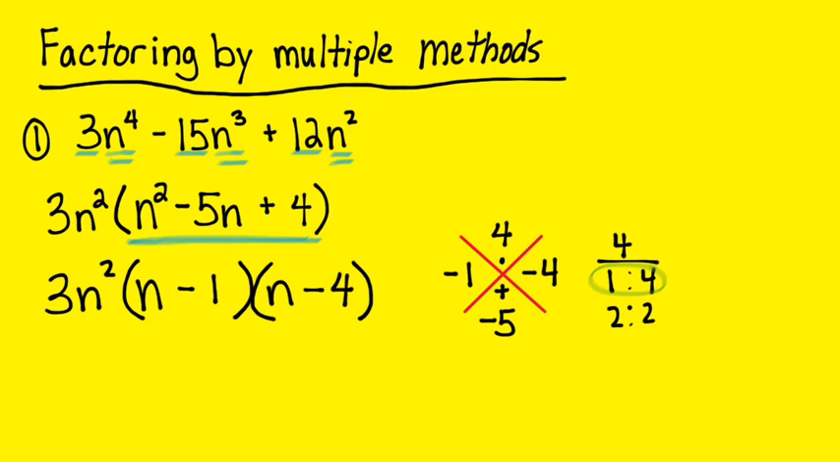So this way, we always start with the GCF and then see, do we have the X box? Is it a special? What is it?